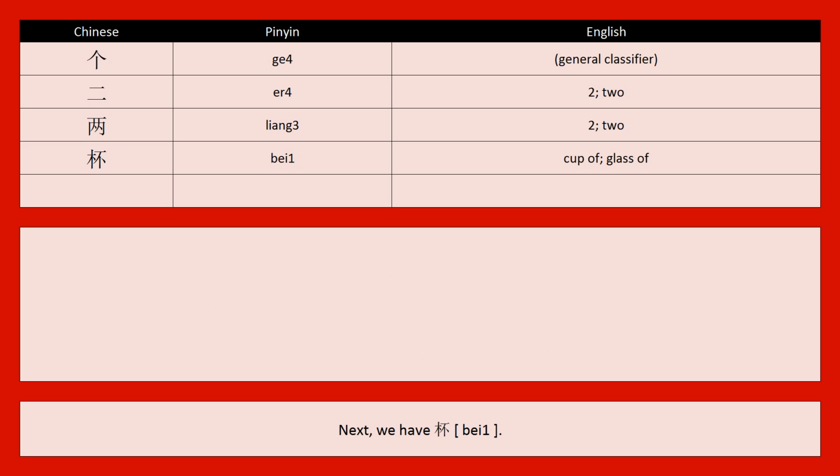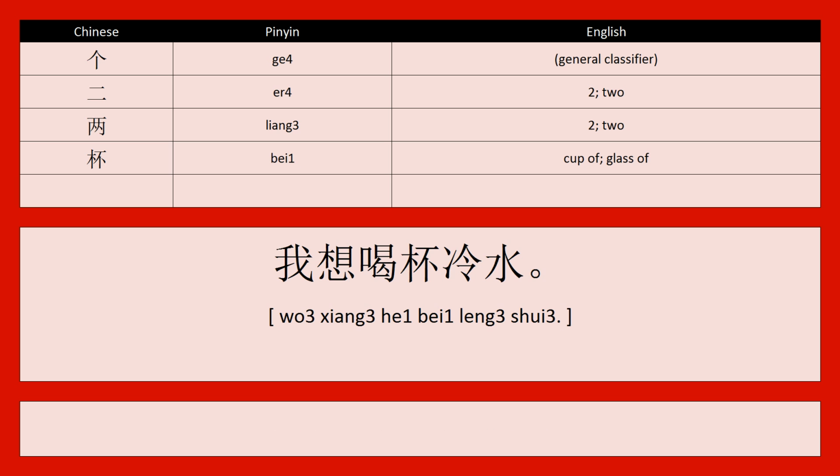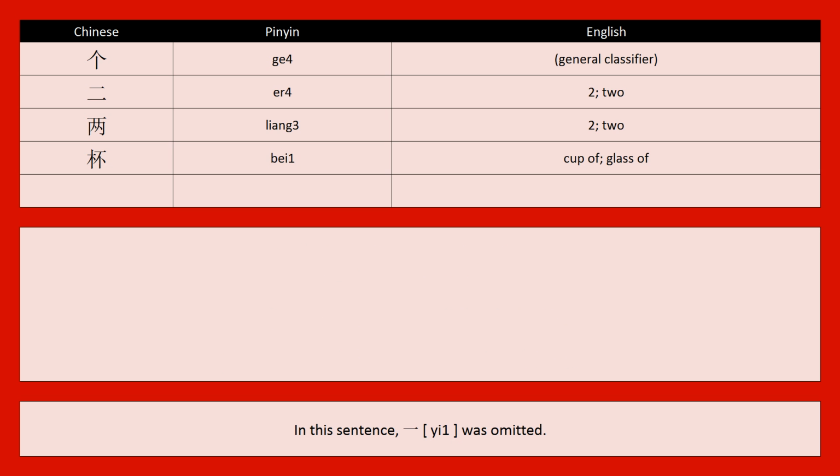Next, we have 杯. This is the classifier for a cup of or glass of. The pinyin is BEI and it's the first tone. Our fifth translation. 我想喝杯冷水。 I'd like to drink a cup of cold water. In this sentence, 一 was omitted.